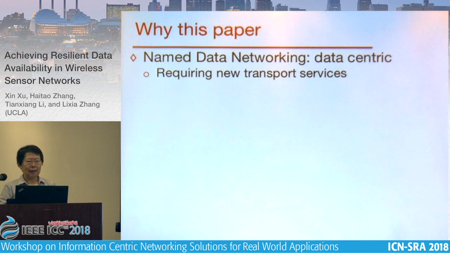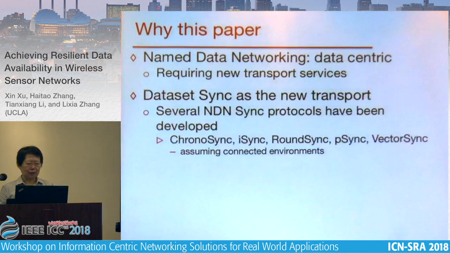NDN, being a data-centric architecture, will have a transport service fundamentally different from what we have today. We have had TCP for many, many years. Now Google is pushing for QUIC, over UDP, for internet connections. But nevertheless, despite the fact that QUIC is on UDP, the C stands for connection. For NDN, it's data-centric. It doesn't have connections. Now, what kind of transport service would we need?